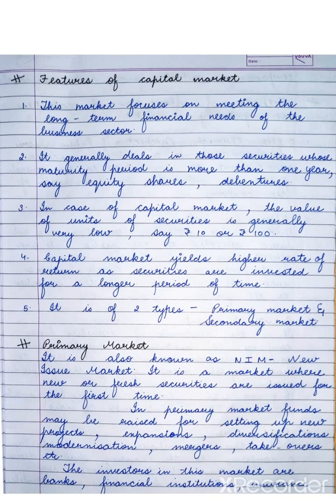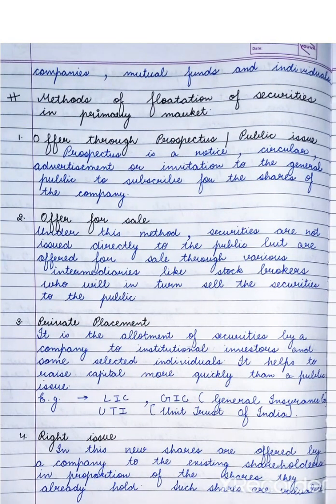Who all are the investors in this market? Banks, financial institutions, and insurance companies are the players of this kind of market. Now, how are the securities raised in primary market? First one is offer through prospectus.